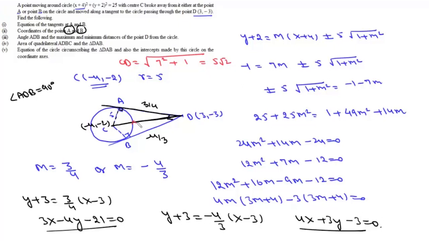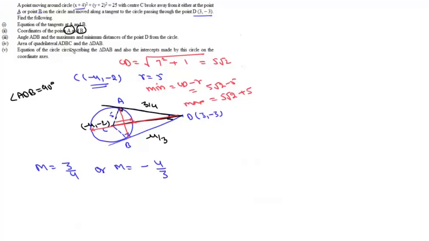Now this point is nearest to D, and this other end of diameter will be the farthest point. So this minimum distance will be simply CD minus this radius R. So it will be 5 root 2 minus 5, and this maximum distance will be CD plus R, which is 5 root 2 plus 5. So this is how we find minimum and maximum distance of a point from a circle.